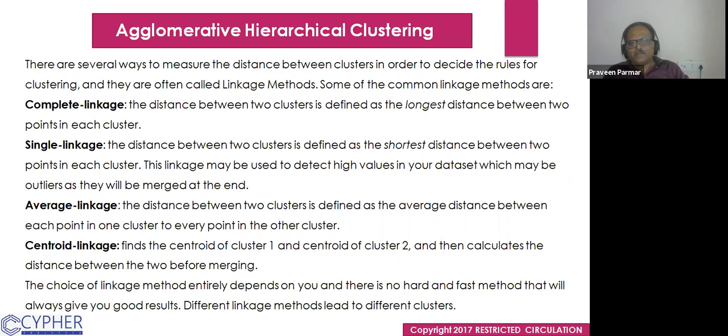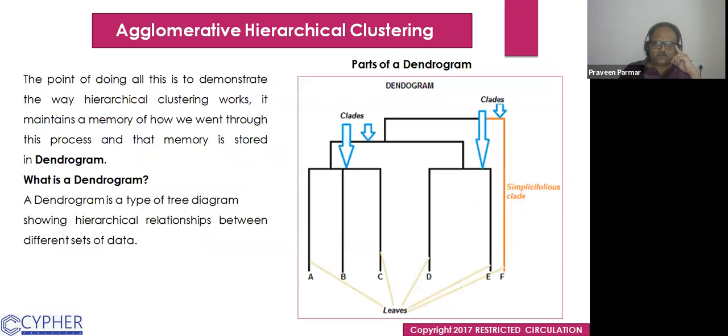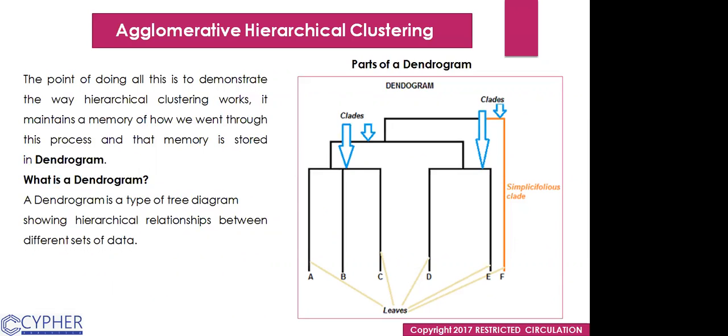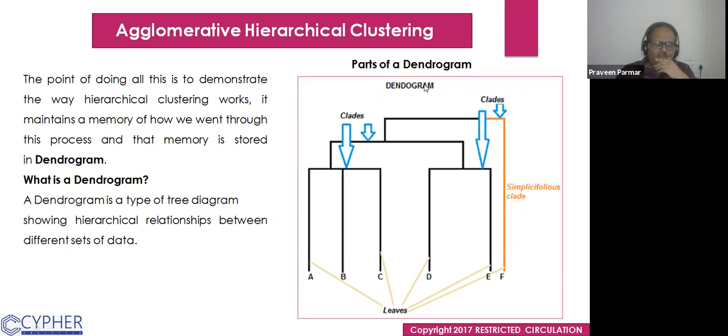So the choice of linkage method entirely depends on you, and there is no hard and fast method that will always give you good results. Different linkage methods lead to different clusters. Got it? So there is nothing absolutely scientific about it. In agglomerative hierarchical clustering, if we make a figure of this, it is called the dendrogram. The point of doing all this is to demonstrate the way hierarchical clustering works. It maintains a memory of how we went through the process, and that memory is stored in the dendrogram.